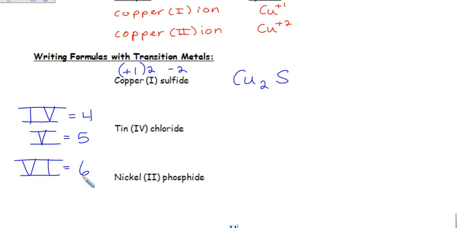So tin's charge is +4. Chloride is a halogen, -1. I still need this to be neutral. The tin is going to lose 4 electrons. Chlorine can take 1. How about we just have 4 chlorine atoms? Each chlorine can take 1 electron from tin. So this is Sn for tin. Chlorine, we need 4.